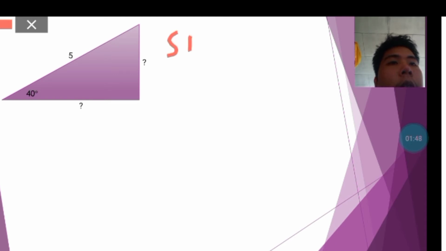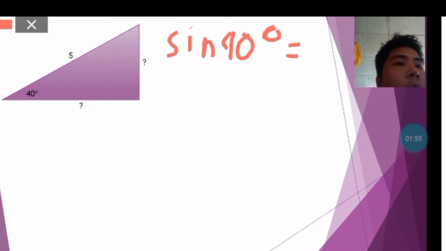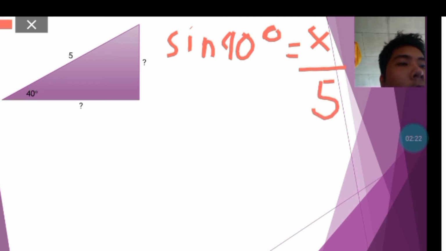So we can write sine 40 degrees equals the formula of sine, which, if you remember, is opposite over hypotenuse. The opposite is the missing part, so let x be the missing part. Then we have the hypotenuse of 5.